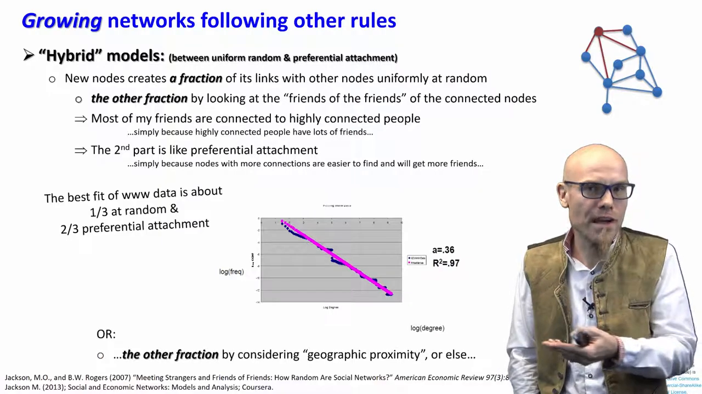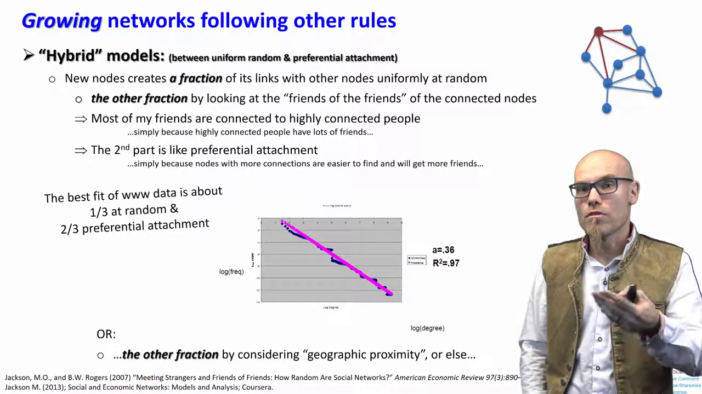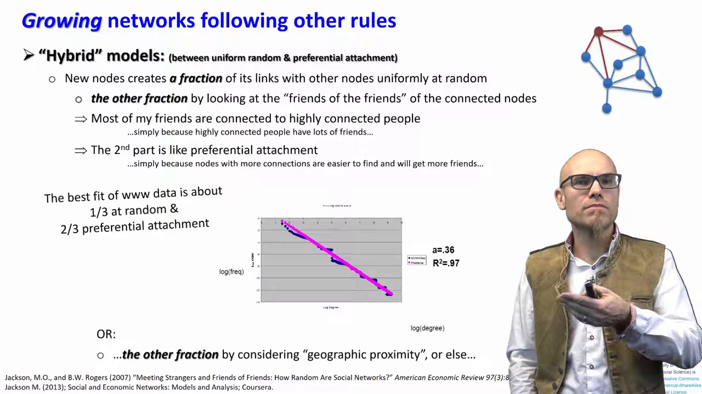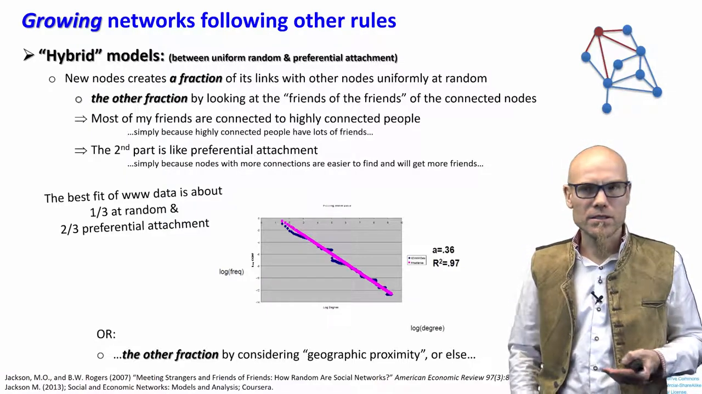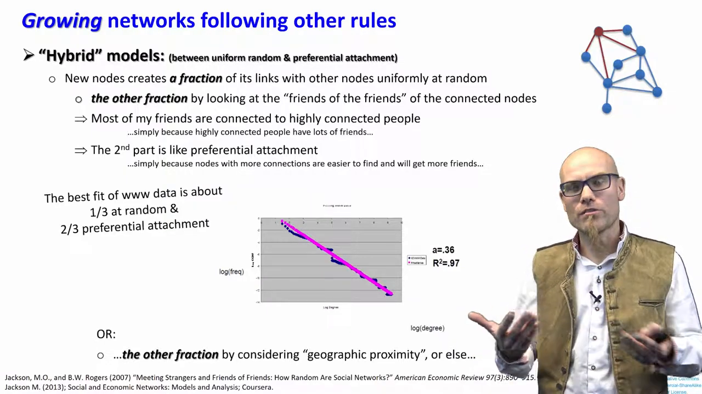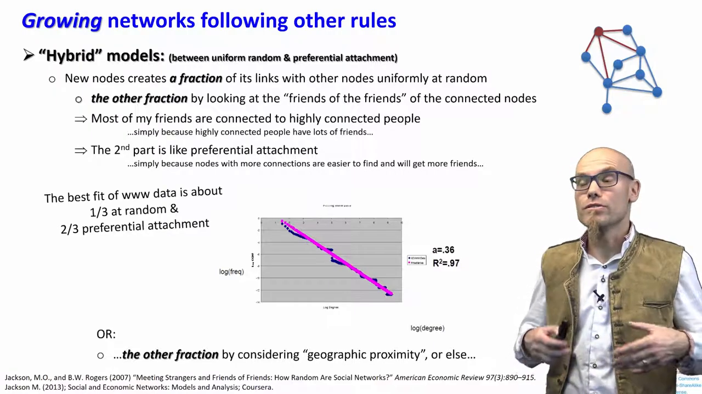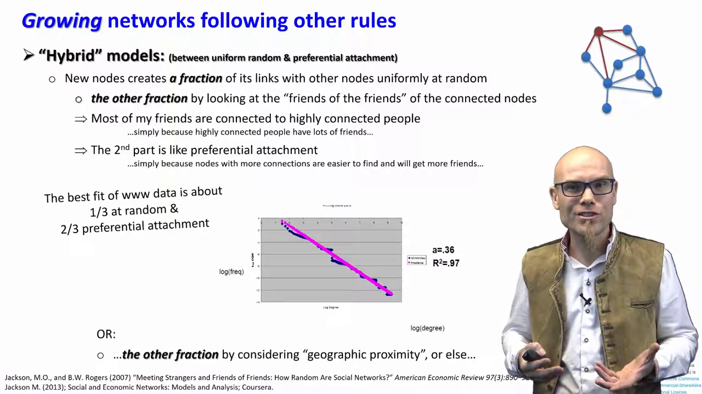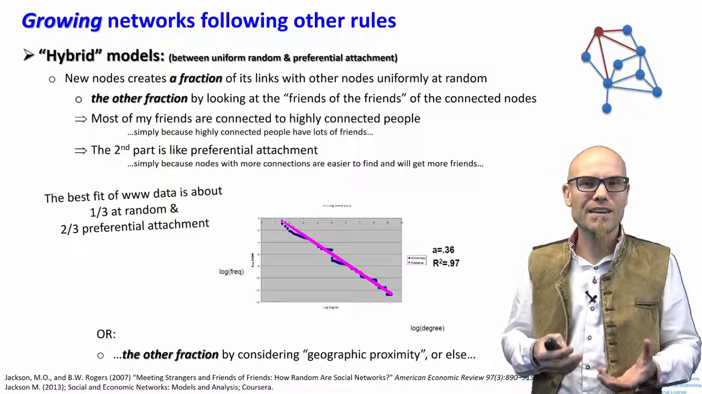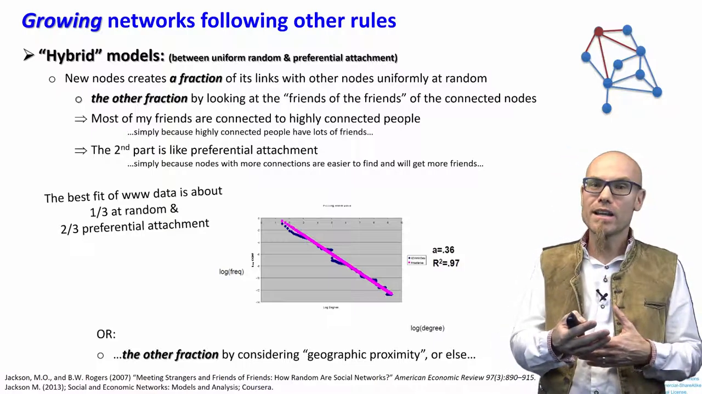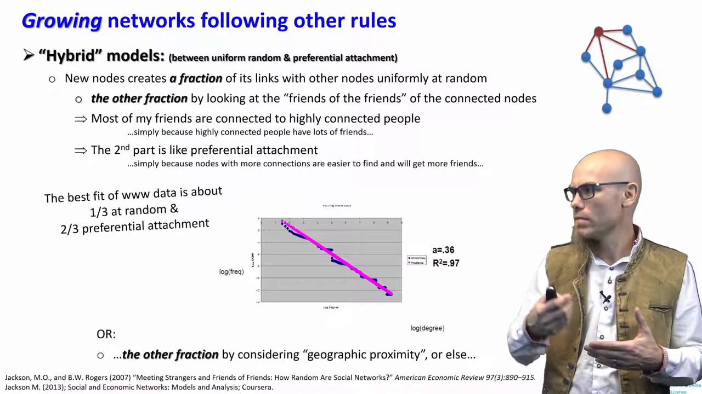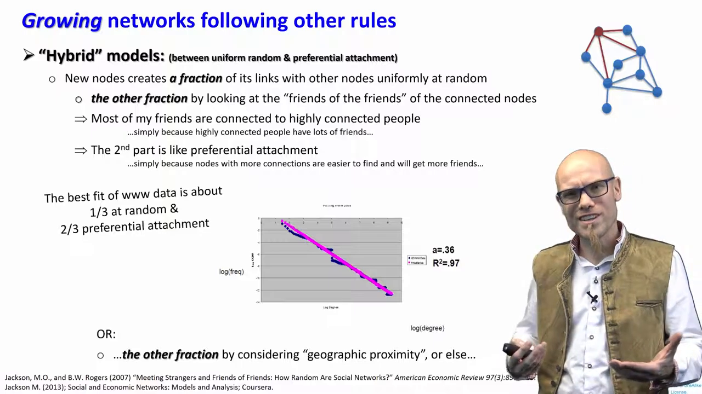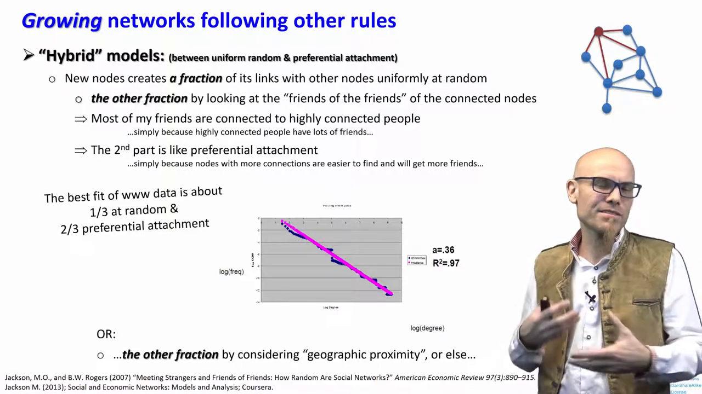Now, we can also use other models. For example, we could use a random network and then connect the other fraction by geographic proximity. Or just by proximity of who you encounter. For example, you stand in line to pay for your lunch at the cafeteria, you walk out of the cafeteria with your lunch, and you meet somebody at random. Then the other person you meet might not be a friend of this person, but might be somebody who is just close.